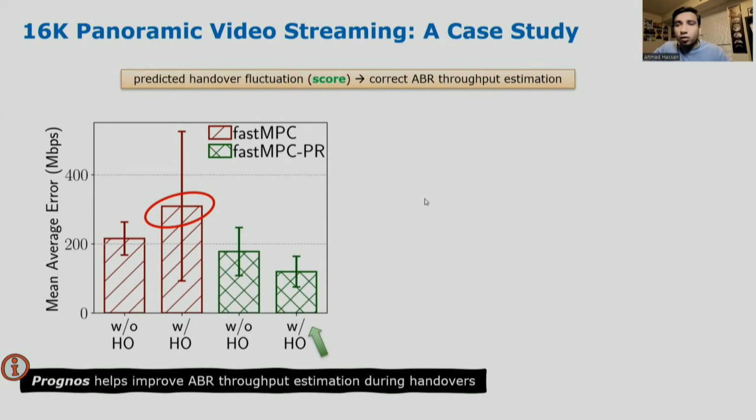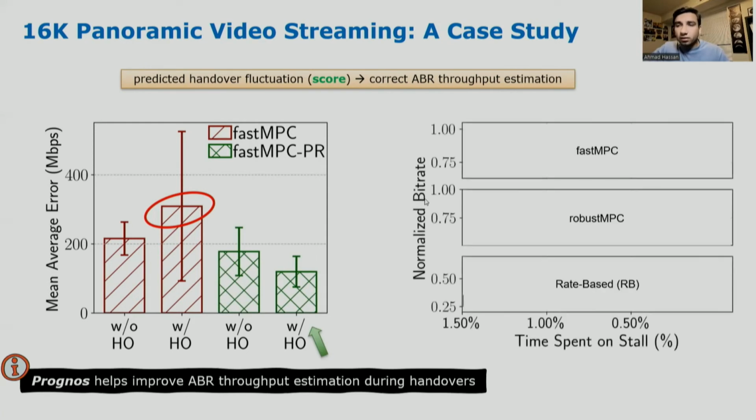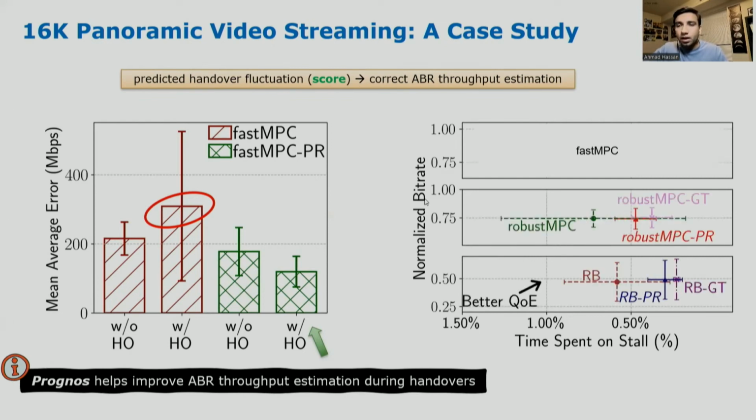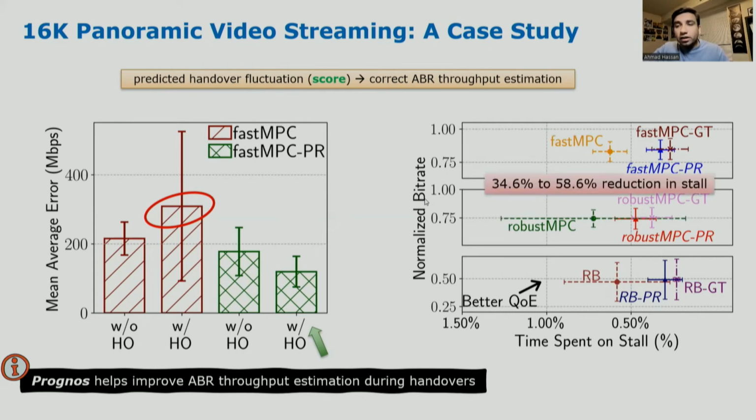This improvement also translates into QoE gains. Here, we show the QoE of three ABR algorithms. The x-axis is stall time, the y-axis is normalized bitrate, and QoE increases in the top right direction. Apart from the original ABR and ABR with Prognos, we also show the QoE of ABR algorithms with ground truth handover information. Our results show that Prognos reduces stall time by 34.6% to 58.6%, and it is within 1% of the ground truth.